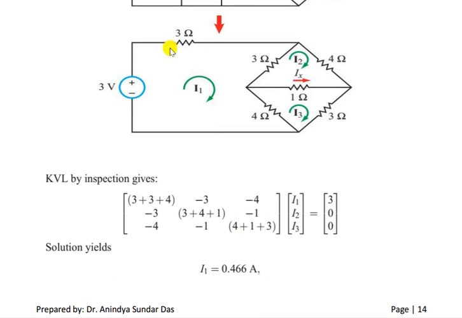Now I1 is flowing through 3 ohm, 3 ohm, 4 ohm. So 3, 3, 4, 3 plus 3 plus 4. That is for I1. I2 is flowing through this 3 ohm resistor. I2 and I1 both are flowing, so that comes as minus of that. So only R11, the resistance R11, that is the I1 current flowing through mesh 1.